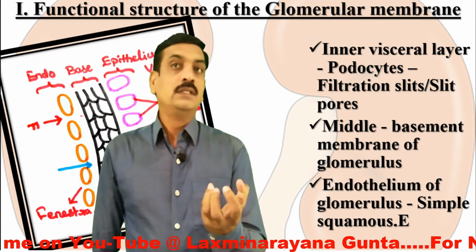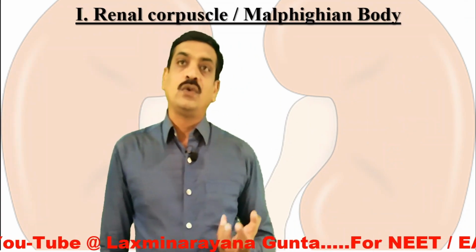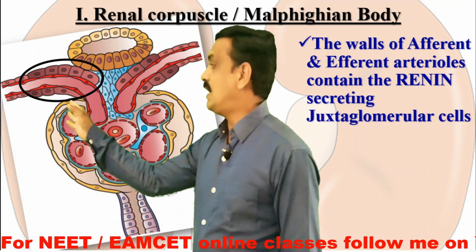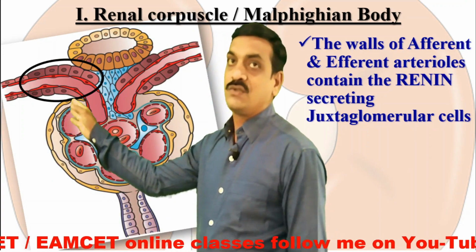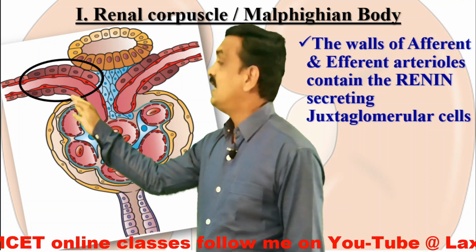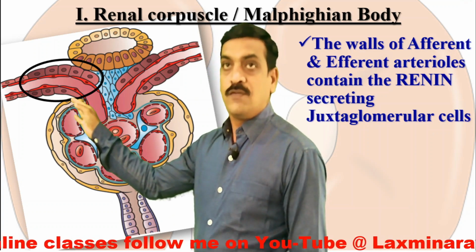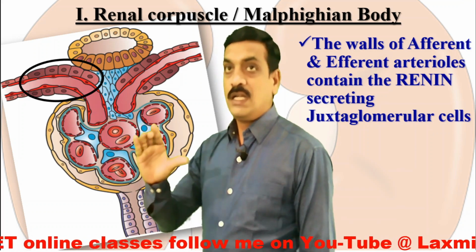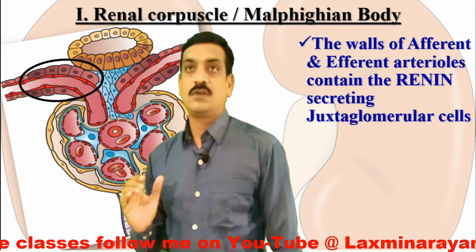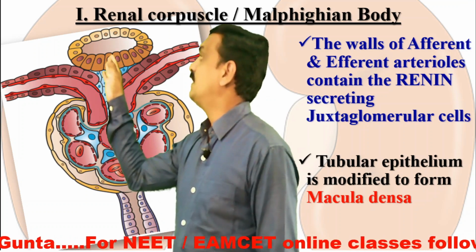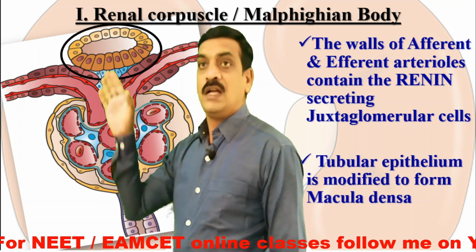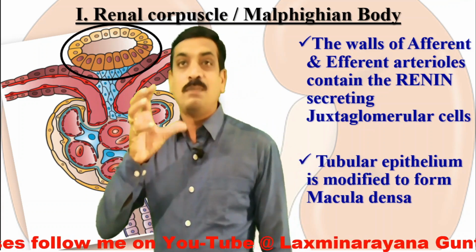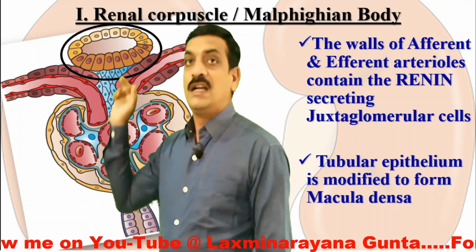Okay, and the wall of the afferent arteriole and efferent arteriole have specialized cells called juxtaglomerular cells. These cells are responsible for the production of renin. This renin is very much essential in controlling the blood pressure. Okay, and coming to the next one, the tubular epithelium of the convoluted tubule is modified to form a dense mass of cells called macula densa.